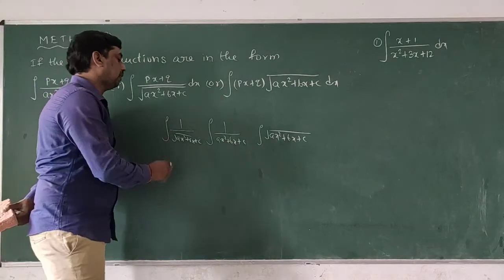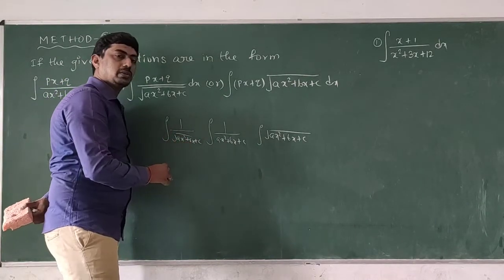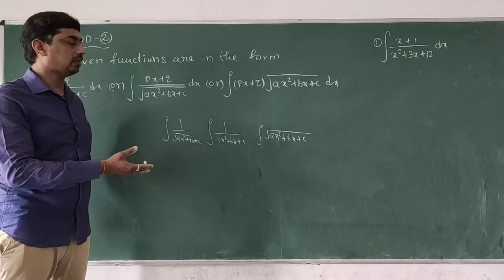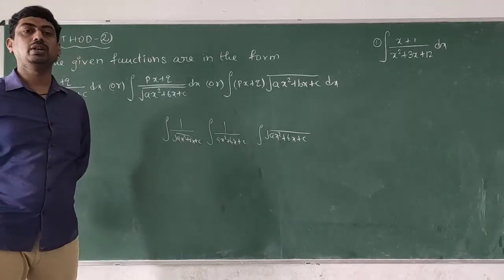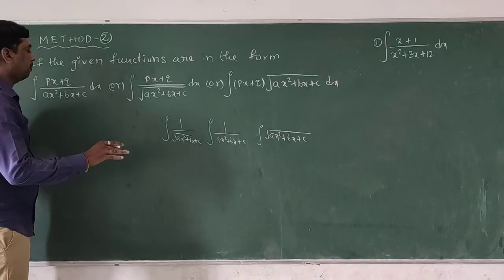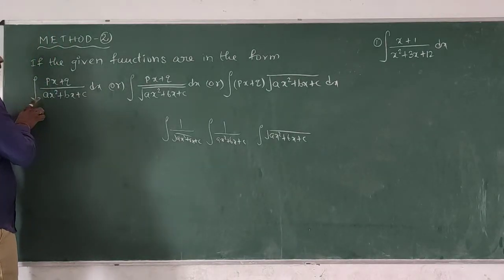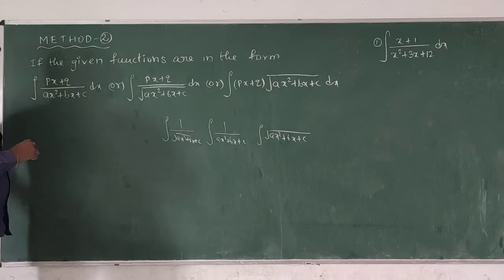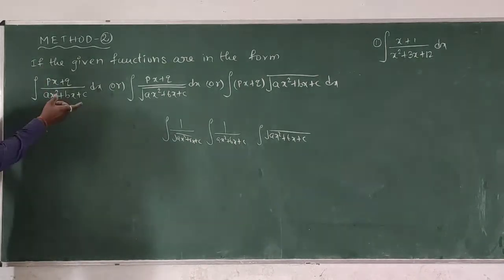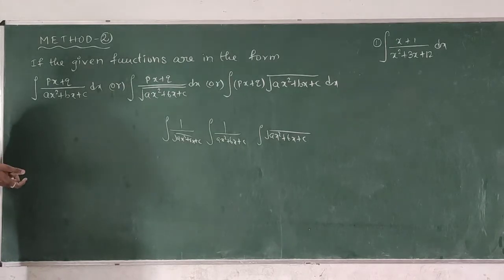In this method 1, we reduce ax square plus bx plus c into the form of a into x plus alpha whole square plus beta square. After that, do the integration, then we get the solution. Now, method 2. What is the difference here? In method 2 problems, we have the numerator, not just 1, but an x coefficient. That means linear functions in the ax plus b or px plus q form.